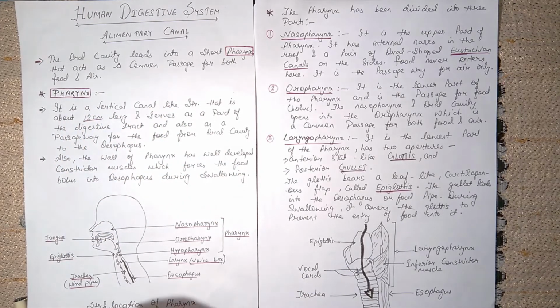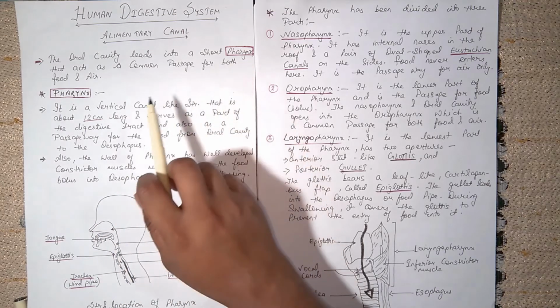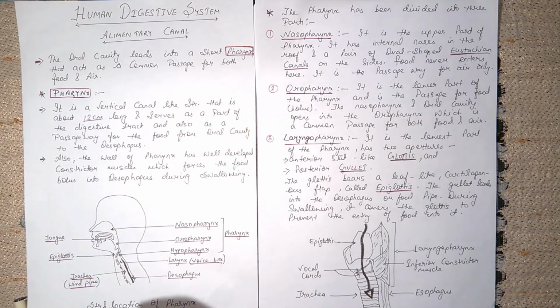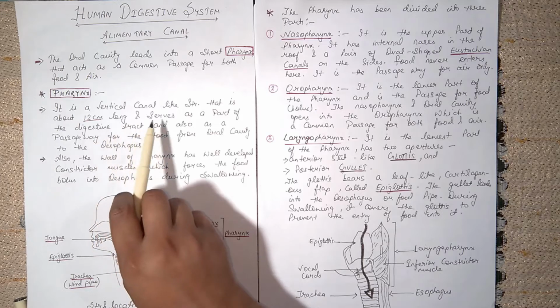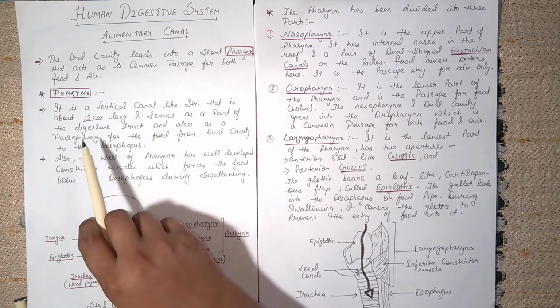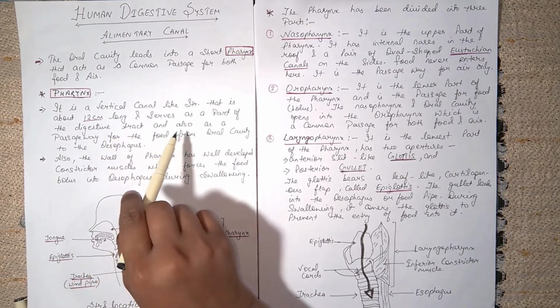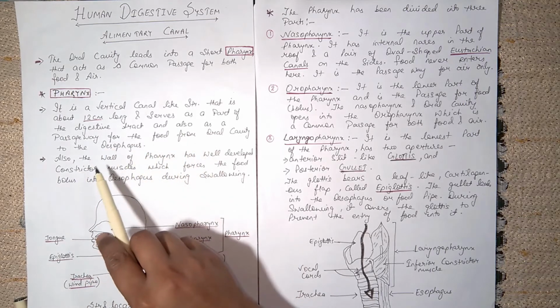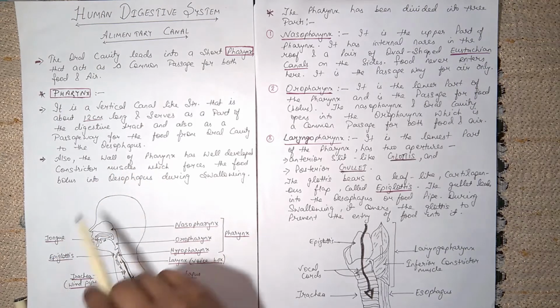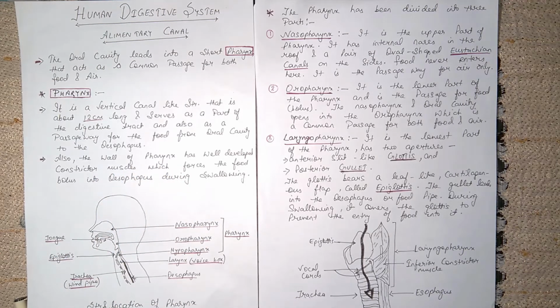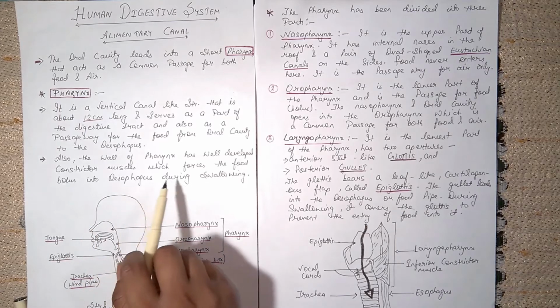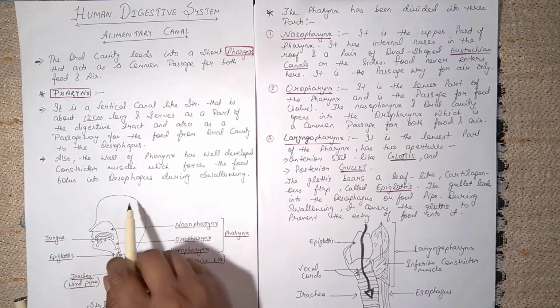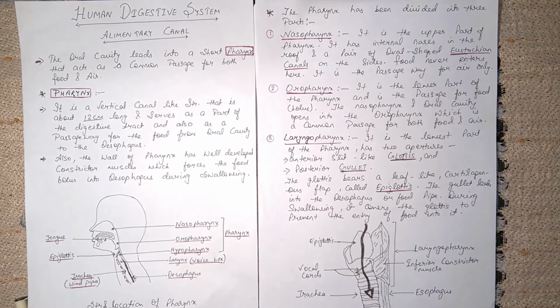Now here we come up with a new term, that is the pharynx. Now the question is, what is pharynx? Pharynx is a vertical canal-like structure that is about 12 centimeters long and serves as a part of the digestive tract and also as a passageway for the food from the oral cavity to the esophagus. The wall of the pharynx has well-developed constrictor muscles which force the food bolus into the esophagus during swallowing.